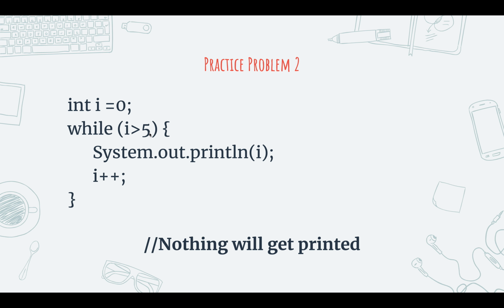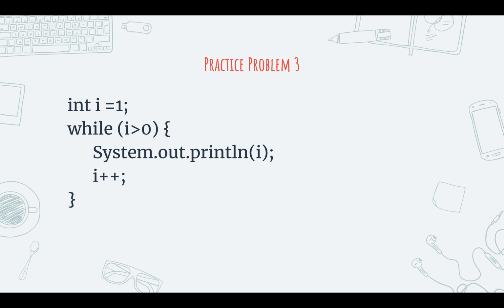This has to be evaluated true just once for this to be executed once. And if it continues to be evaluated true, it will respectively execute these functions the same amount of times. But since this was a false statement right from the get-go, nothing gets executed between the while curly brackets. And let's finally look at practice problem number 3.